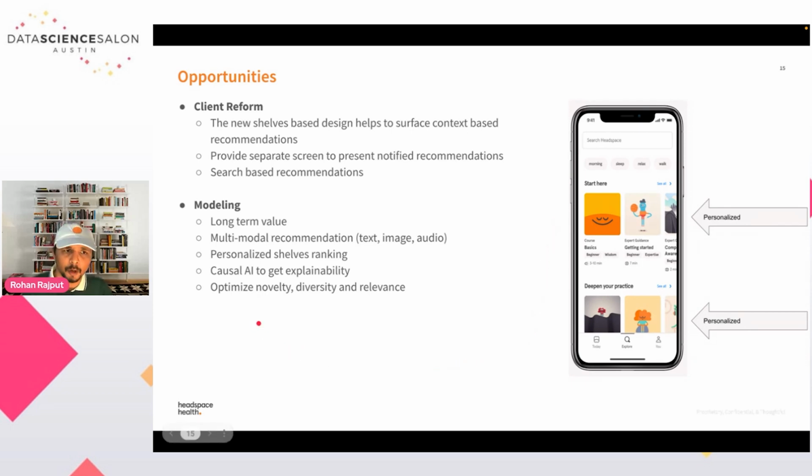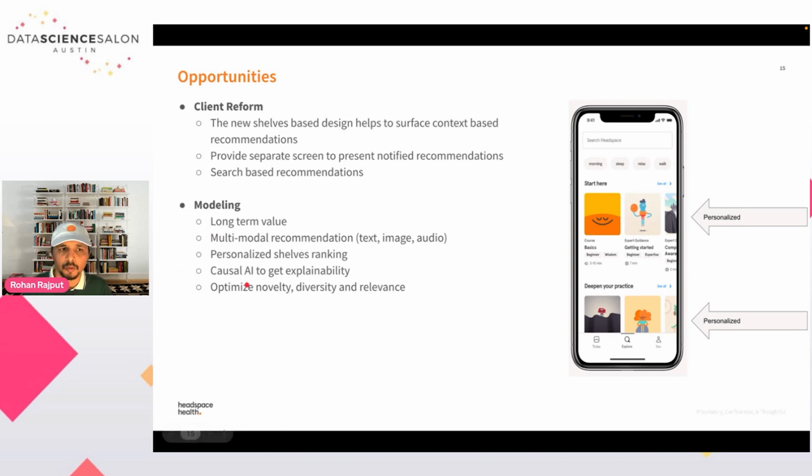In modeling terms, we wanted to optimize for long term value. That means we want our users to be more mindful and happy, and we wanted to optimize those metrics for the long term. Habit formation is one of the things, because meditation is kind of a habit, like you have to build a habit like exercise. And that's why we wanted to optimize for those kinds of long term values.